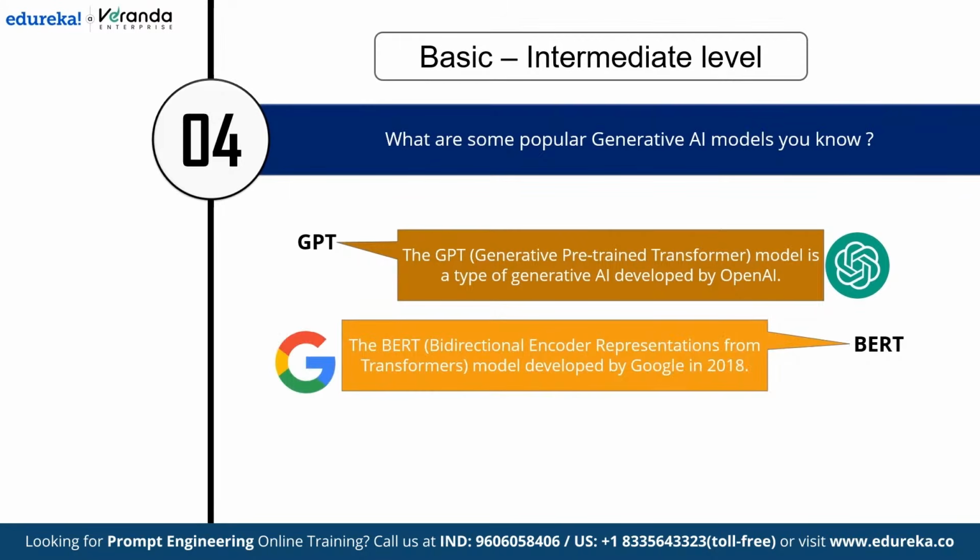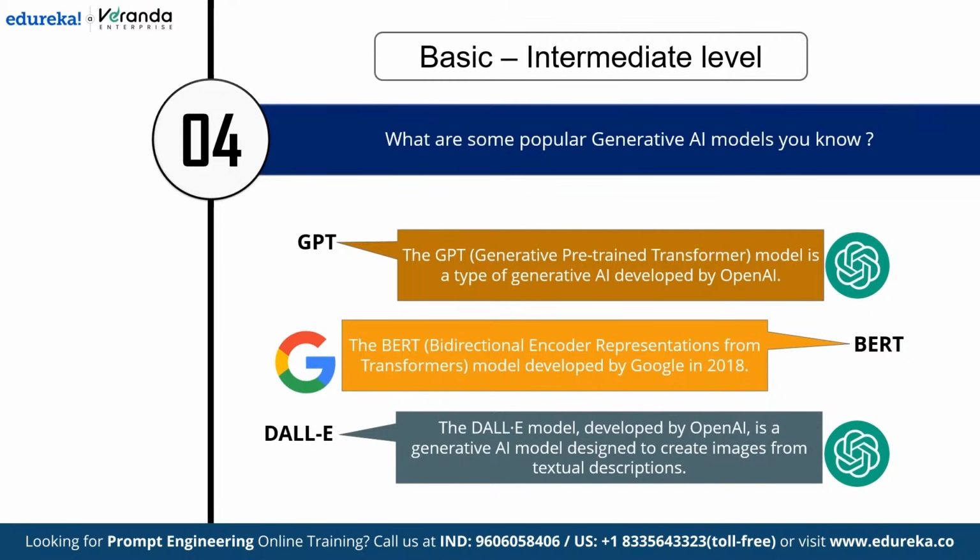Next, we have BERT, Bidirectional Encoder Representations from Transformers, a language model that understands context in both directions, left to right and right to left, to improve tasks like question answering and language understanding. The next generative AI model is DALL-E and DALL-E 2, AI models capable of generating images from textual descriptions, with DALL-E 2 offering enhanced image quality and more accurate interpretations of complex prompts.